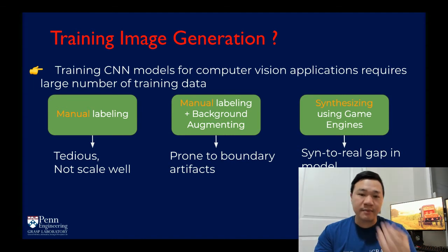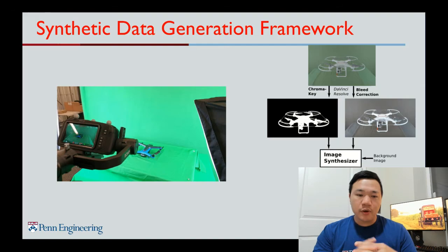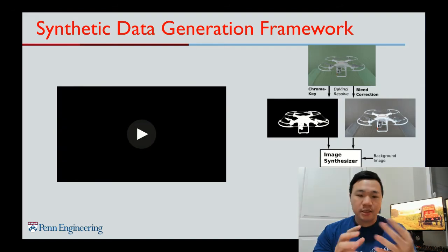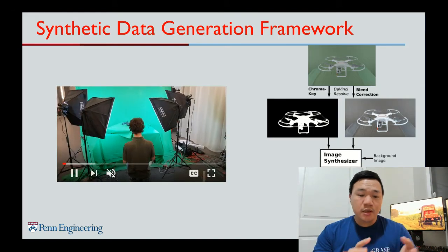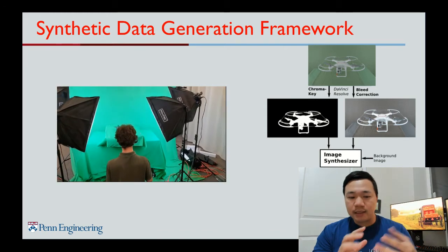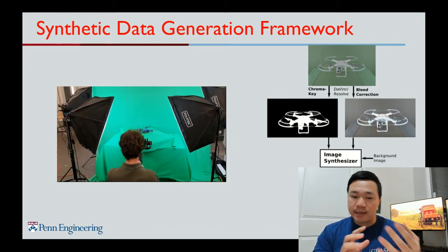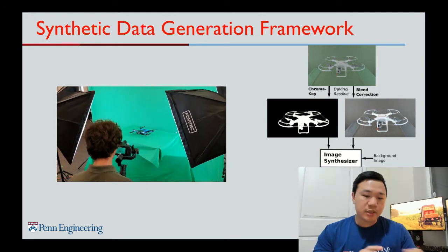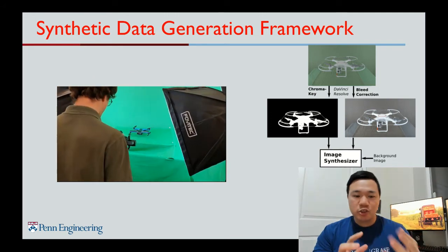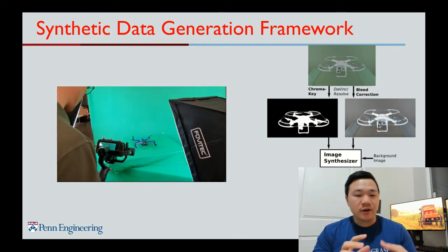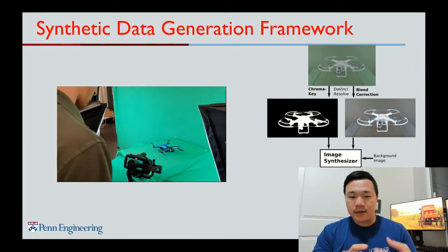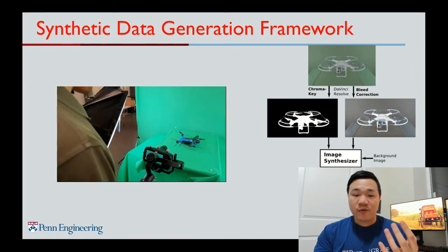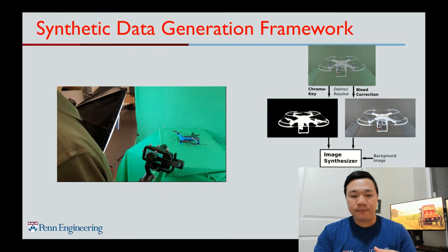a complex environment. So here we introduce a synthetic-to-real data generation framework, which utilizes and explores chroma key techniques, the major technique used in the movie industry to capture and extract objects in front of a green screen and in the motion capture system before superimposing them onto background images.